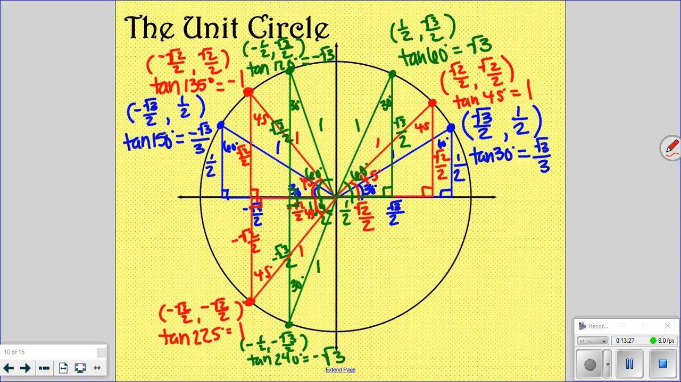And I just realized I made a mistake on this green one down here. This is going to be a positive square root of 3, not a negative. They're both negative, so it cancels out and makes it a positive. Sorry about that. Okay, so now we're going to do our blue triangle. So that's going to be our 30, 60, 90 triangle.